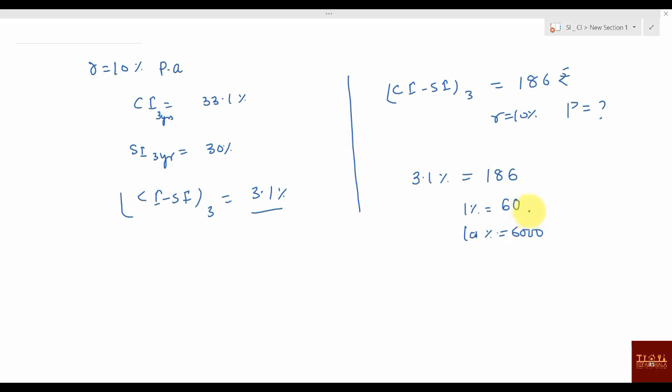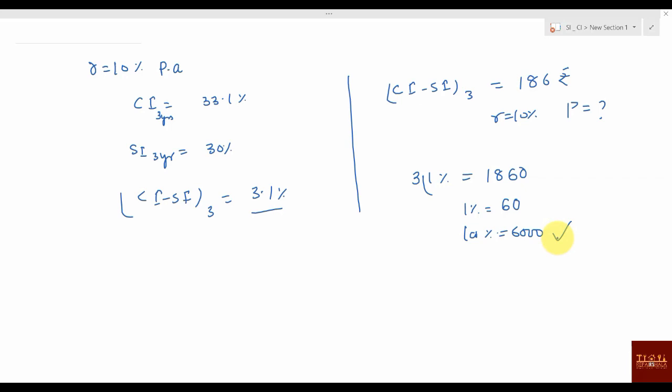What will you do? You will remove the point and put 0 here. 31 is 186, so 1% value is 60. So 100% value is 6,000. So the principal is 6,000. Clear? So they can directly ask such a question.